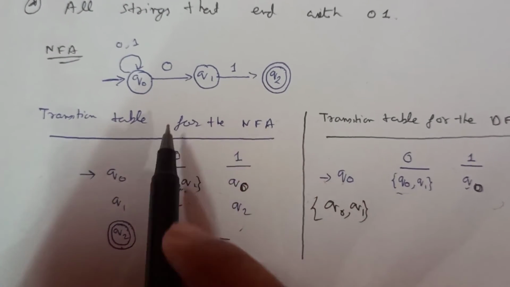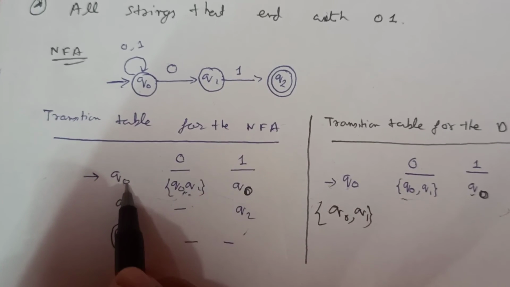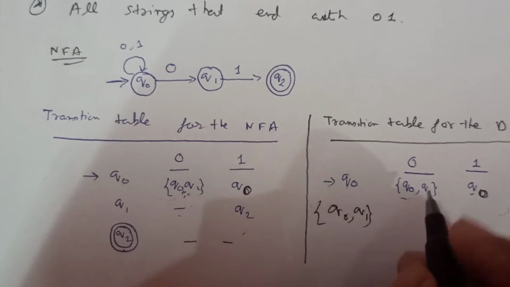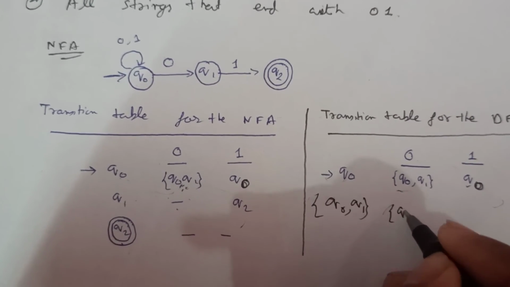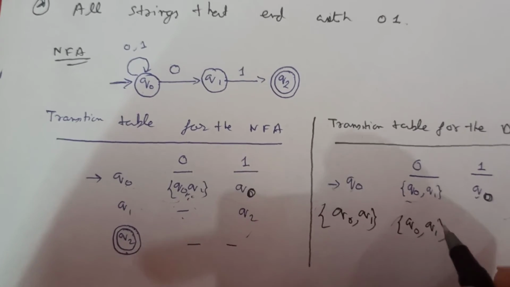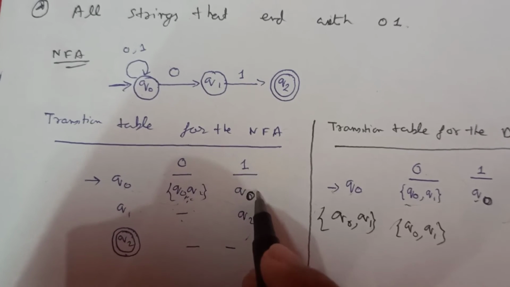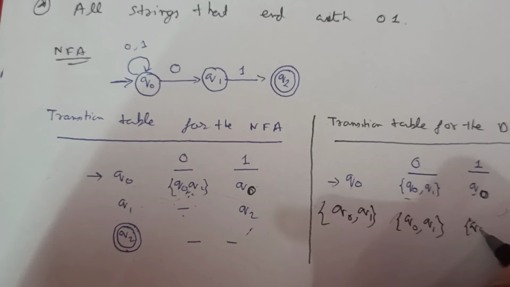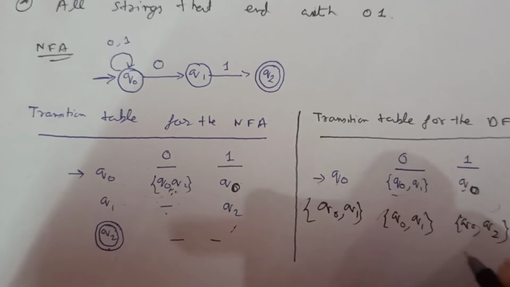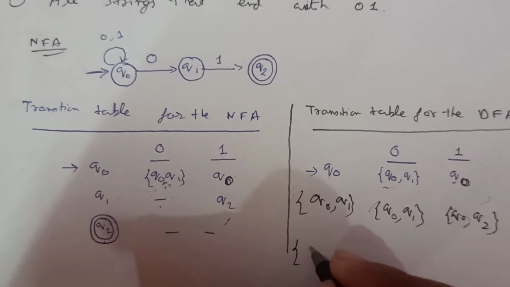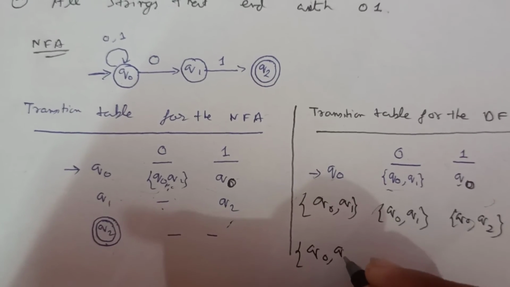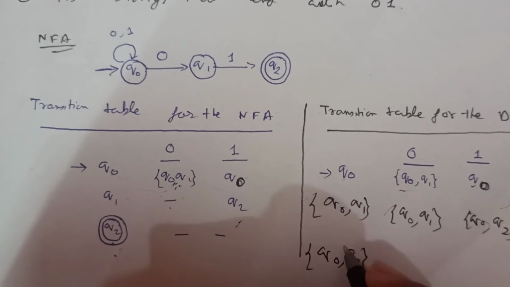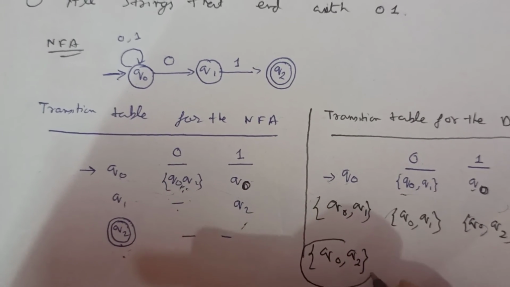So where will Q0 Q1 go for input 0? Q0 will go to Q0 Q1 and Q1 will go nowhere, so it will be again Q0 Q1. And for input 1, Q0 will go to Q0 and Q1 will go to Q2, so it will be Q0 Q2. So again there is a newly formed state, that is Q0 Q2, and as Q2 is the final state, this Q0 Q2 will be the final state again.